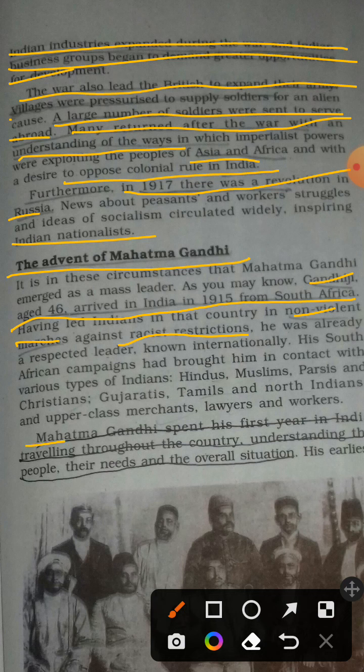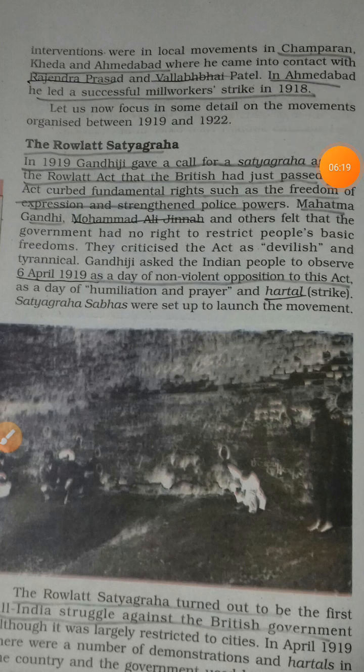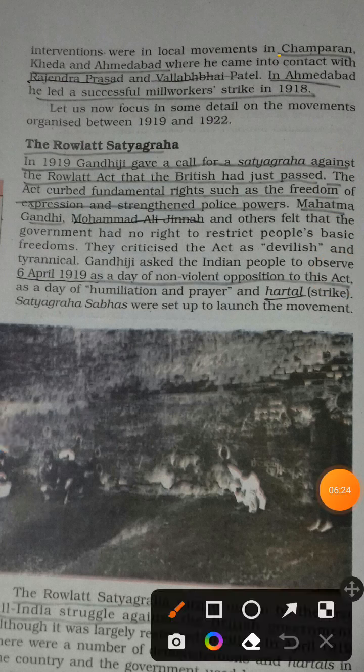Mahatma Gandhi spent his first year in India traveling throughout the country, understanding the people, their needs, and their overall situation. His earliest interventions were in local movements in Champaran, Kheda, and Ahmedabad, where he came into contact with Rajendra Prasad and Vallabhbhai Patel.